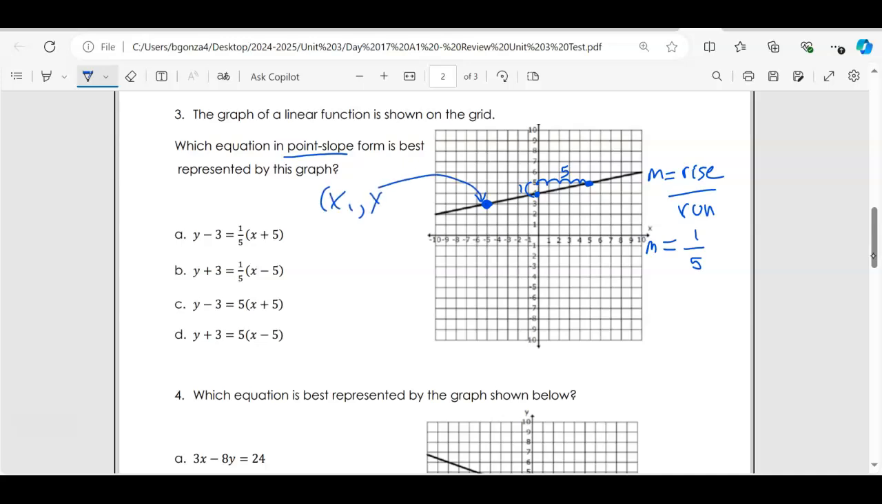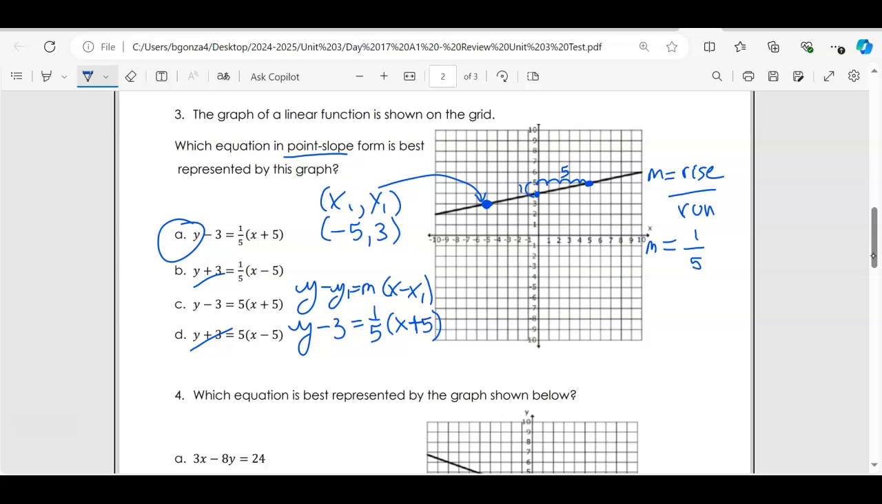So (x1, y1) is going to be (-5, 3). And then we plug it into y minus y1 equals m times (x minus x1). So our y1 is 3, so y minus 3 equals, our m is 1/5, and x minus -5. Remember, minus a negative is like a plus. So our best answer is y minus 3 equals 1/5 times (x plus 5), and 1/5 is our slope. So A is the best answer.